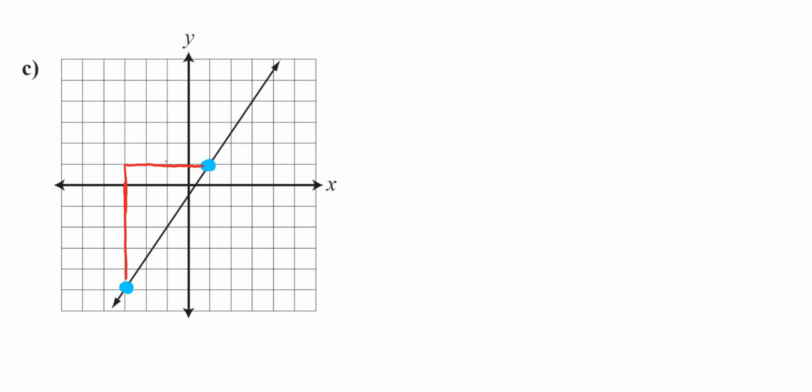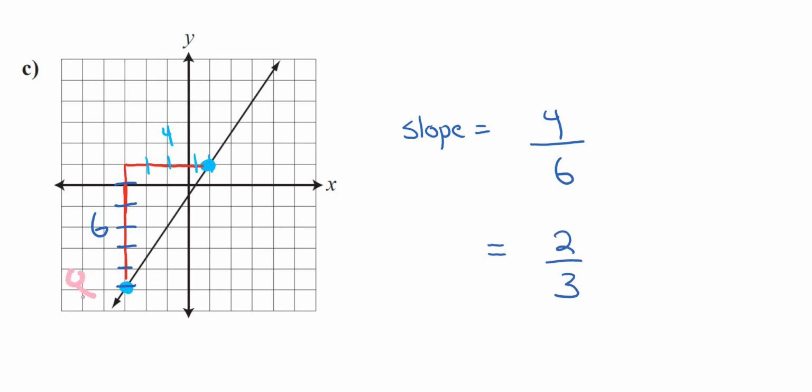And the horizontal distance here is 1, 2, 3, 4. And my vertical distance is 1, 2, 3, 4, 5, 6. So my slope is rise over run. So my rise is 4 and my run is 6. And this simplifies to 2/3. And the slope is positive because if you put your person on the far left-hand side, this person is going up the hill, so you have a positive slope there.